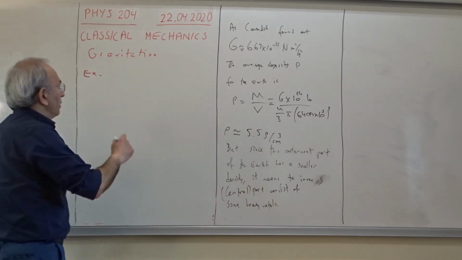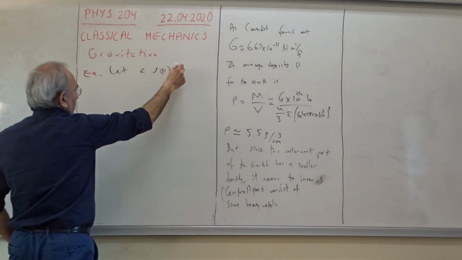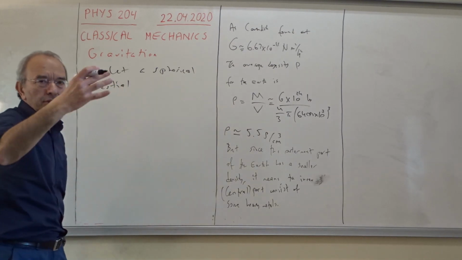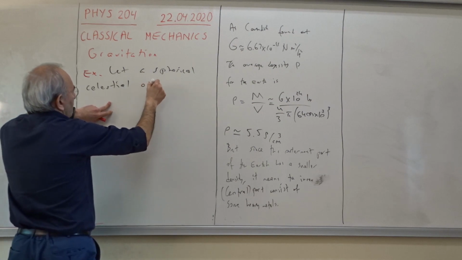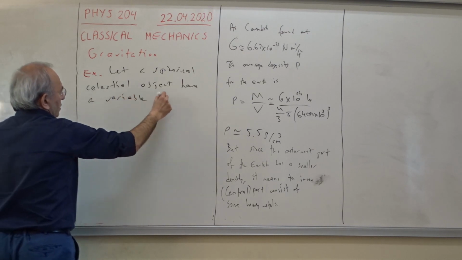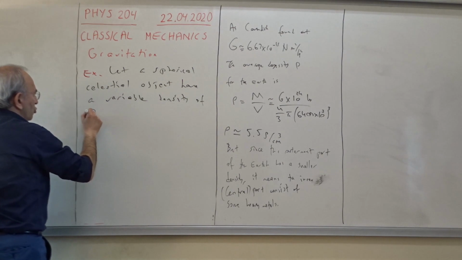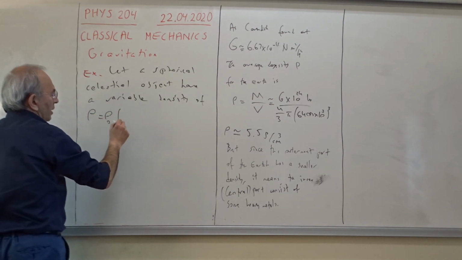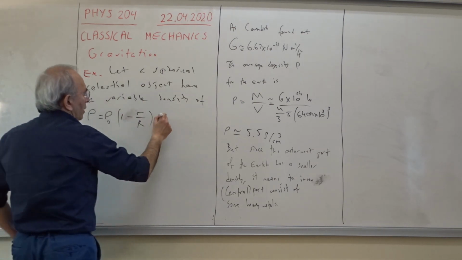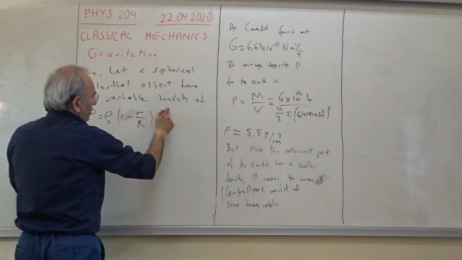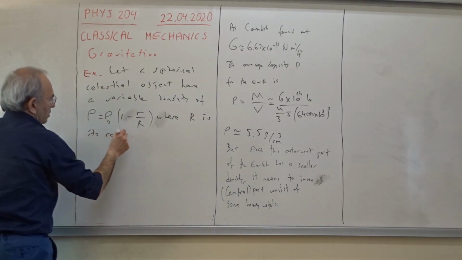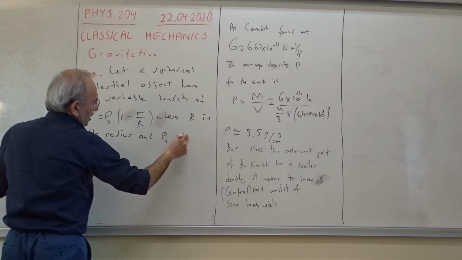Let a spherical object, let's say celestial, like a planet or a star for instance, have a variable density of rho equal to some rho 0 multiplied by, for instance, 1 minus r over R, where capital R is the radius, and rho 0 is a constant.